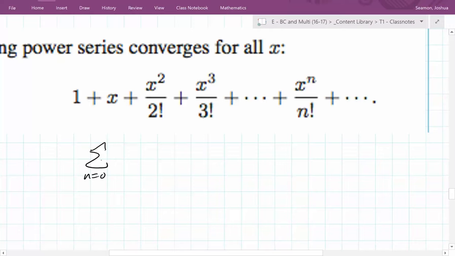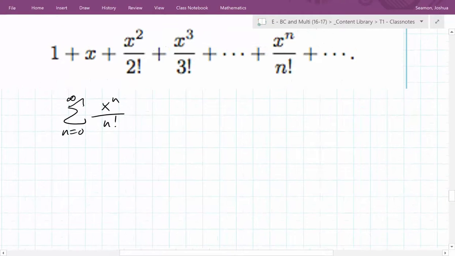N equals 0 to infinity, yep, of x to the n over n factorial. Exactly. That is 100% correct. Good job. So now we run the what test? We run the ratio test. So I'm going to skip some of the algebra a little bit. I think you can handle it.